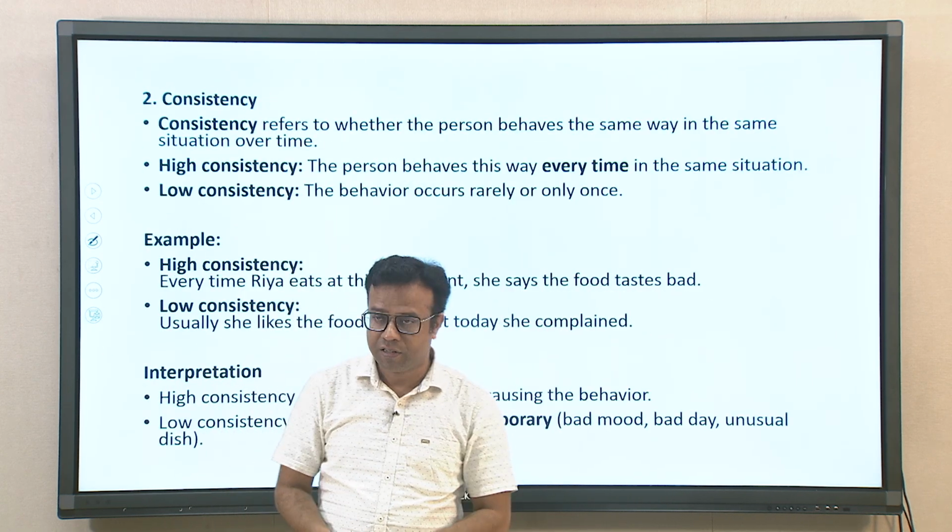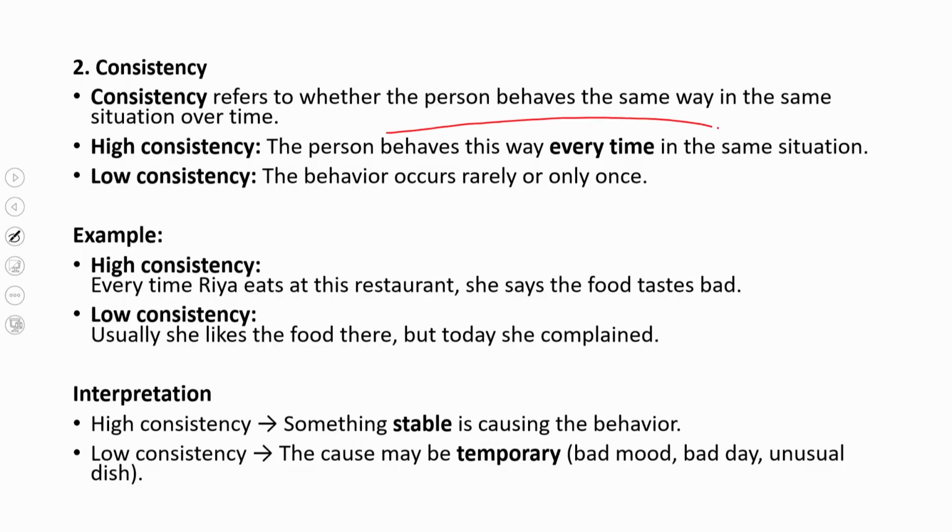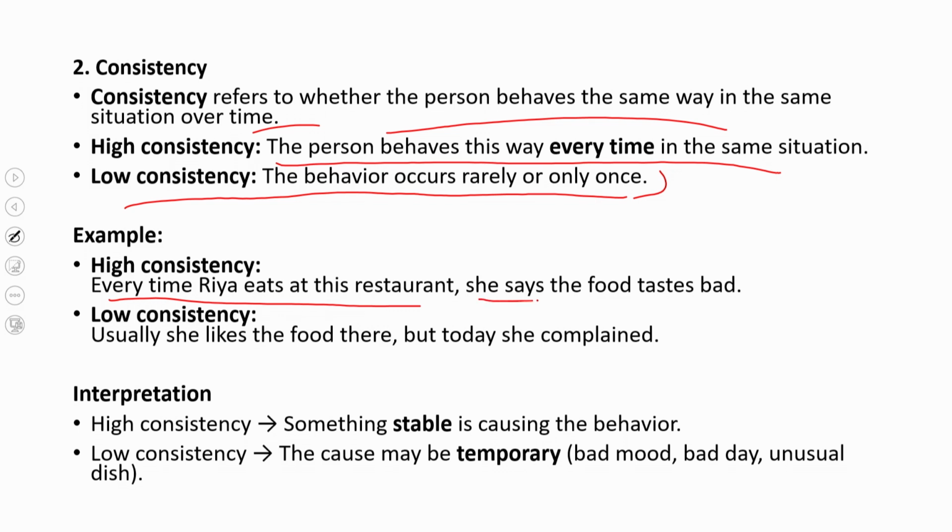Then comes consistency. Consistency is whether the person behaves the same way in the same situation often. High consistency means the person behaves this way every time in the same situation. Whenever the person is in the same situation, he or she behaves similarly. Low consistency means the behavior occurs only rarely in the same situation. Example, high consistency: every time Ria eats at this restaurant, she says the food tastes bad. So, consistency is very high. Low consistency: usually Ria likes the food there, but today she is complaining. So, the consistency is low. Only today she is complaining, not other times.